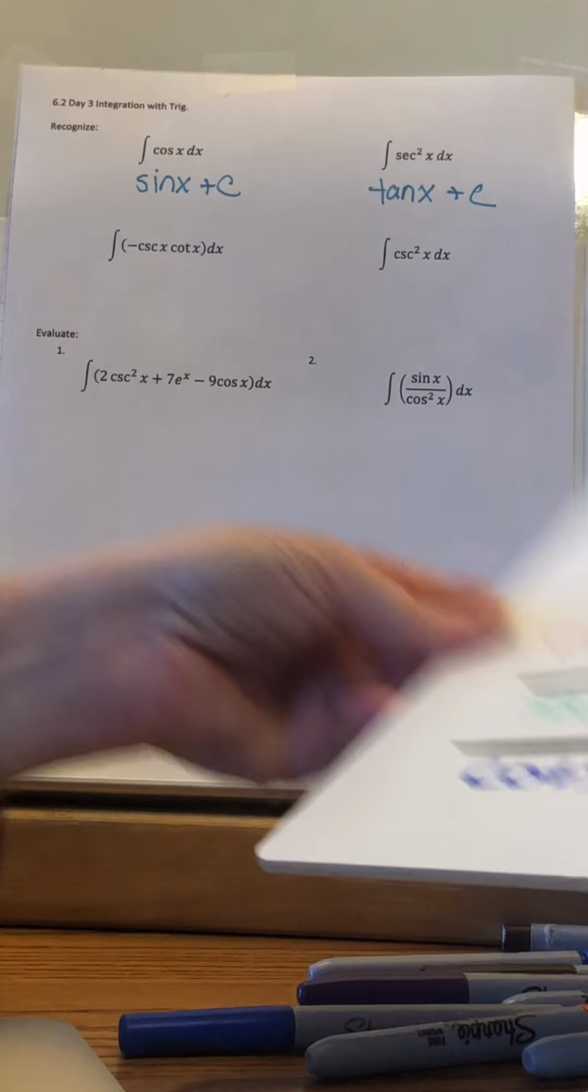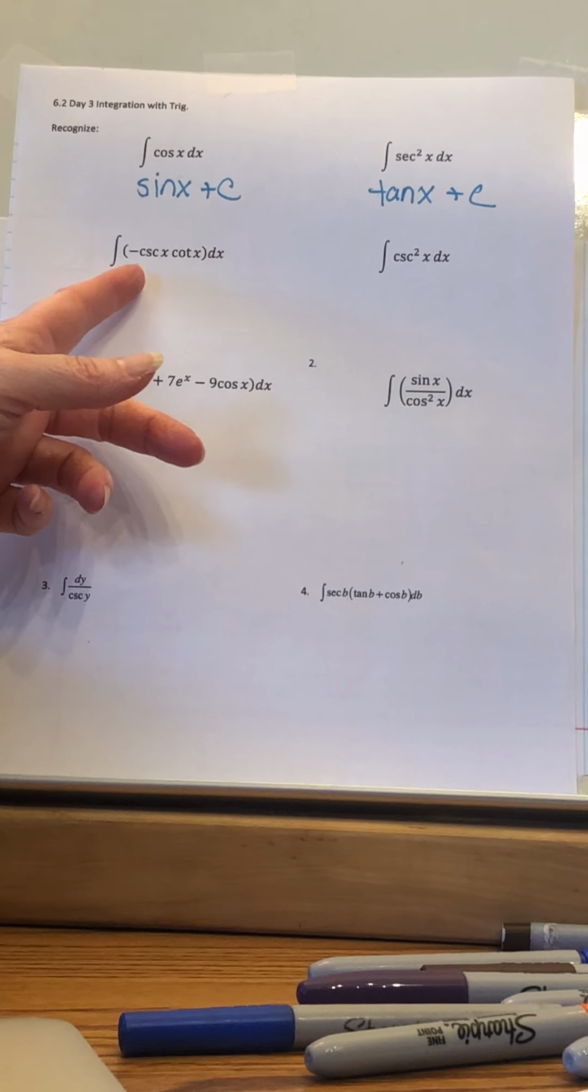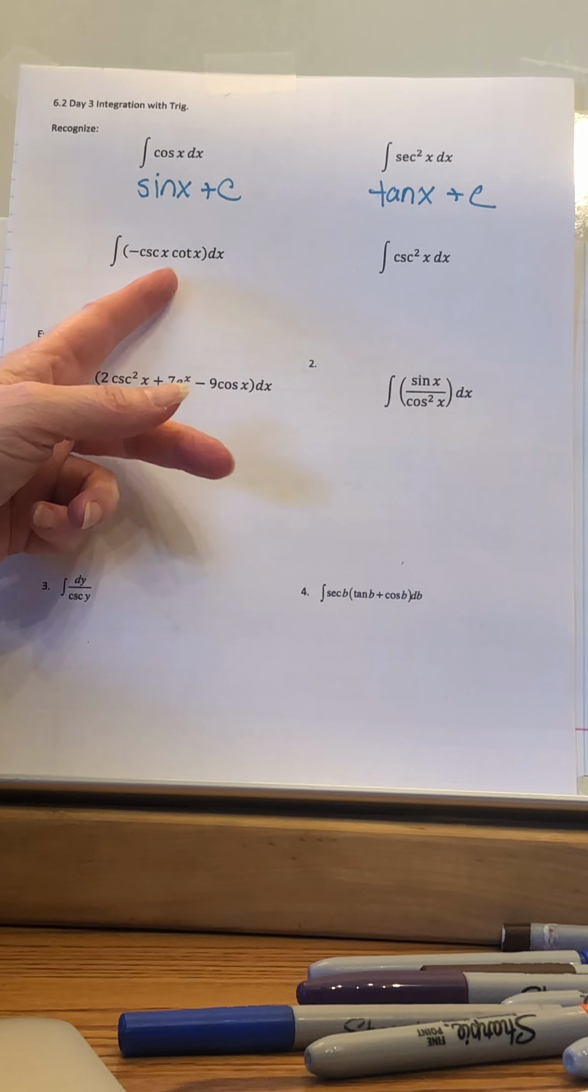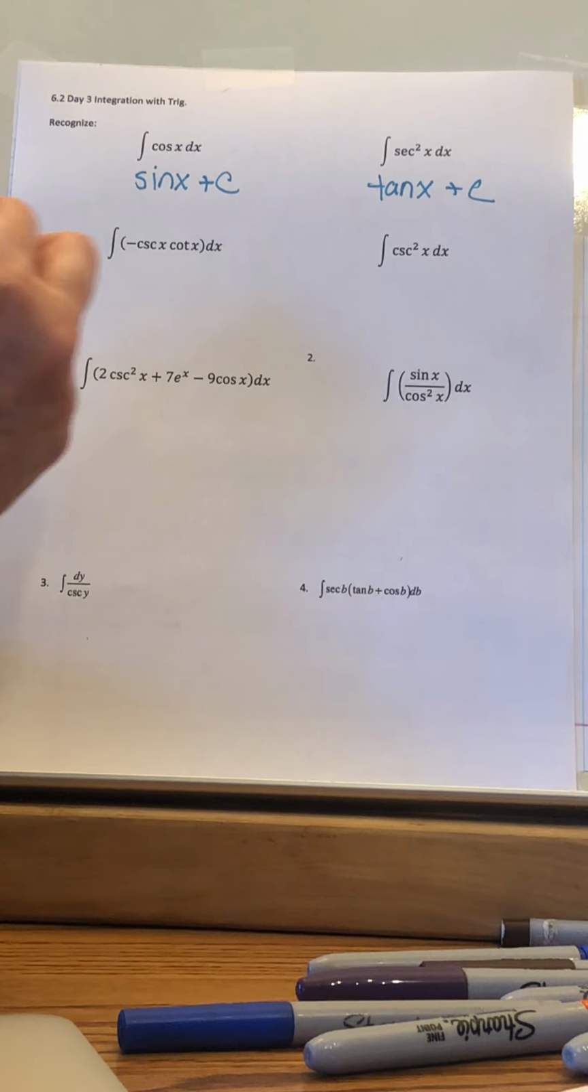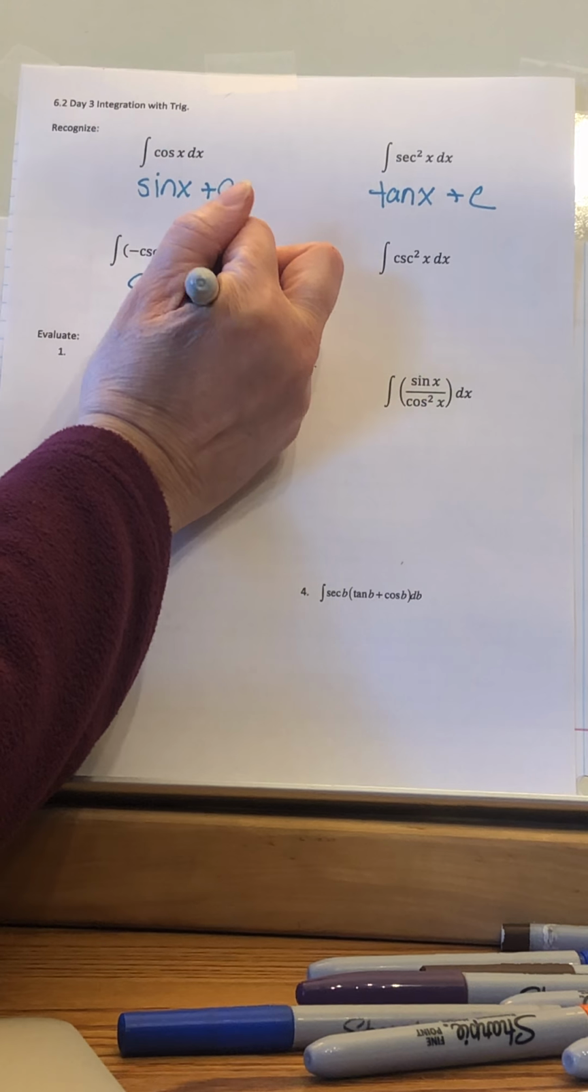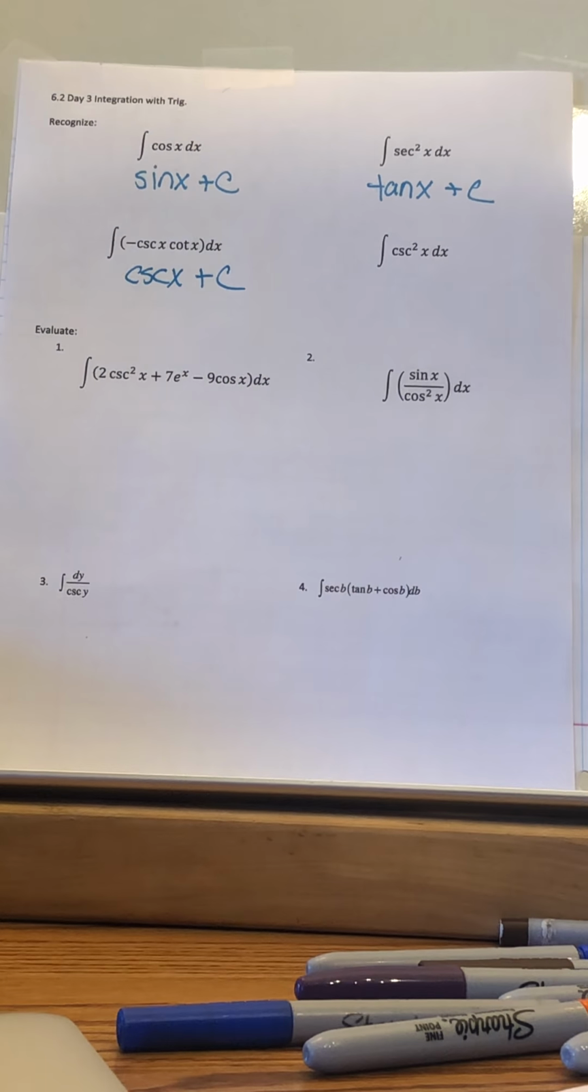So for number 3, in my example case, I would look on that list, and negative cosecant cotangent is on that list, and that one is the derivative for the cosecant of x. So that's how I work backwards.